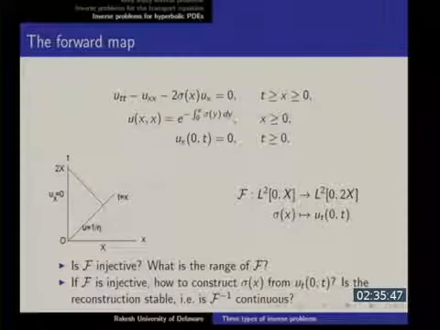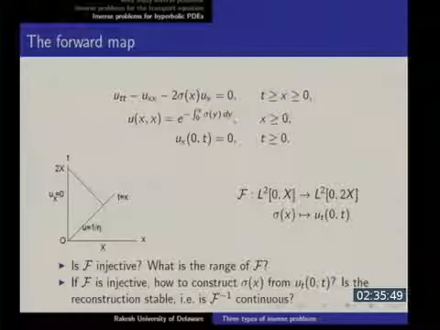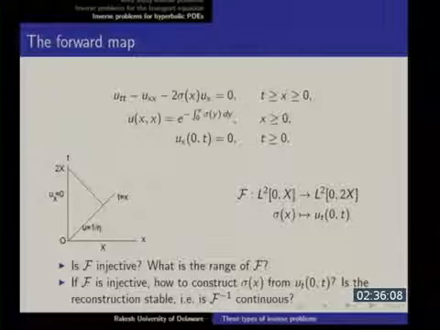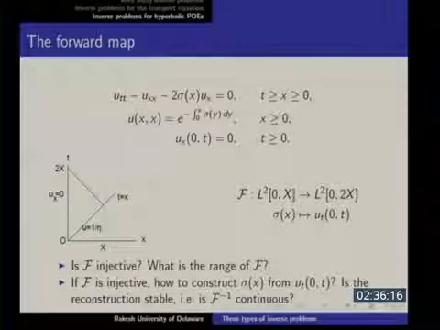Remember how it's constructed. You take the sigma, you solve a problem in this upper triangular region, u_s is 0, and u is in terms of sigma. Given sigma, you can solve this forward problem. You're trying to invert this map. Is F one-to-one? What is the range of this map? How do you reconstruct sigma from this? And is this stable at all?